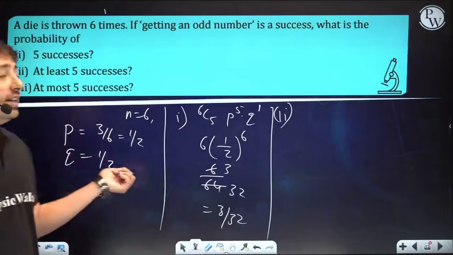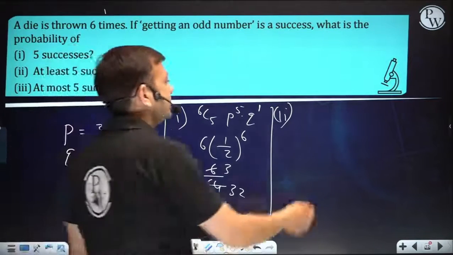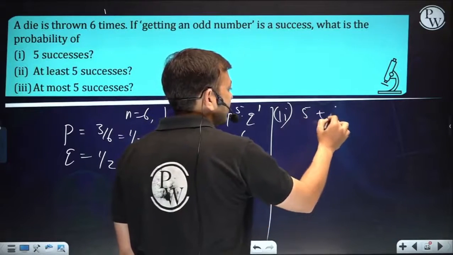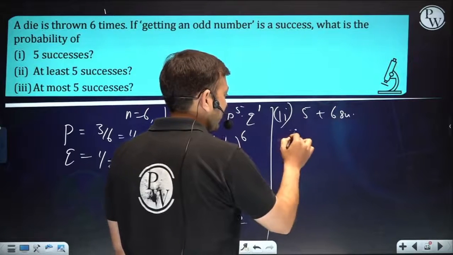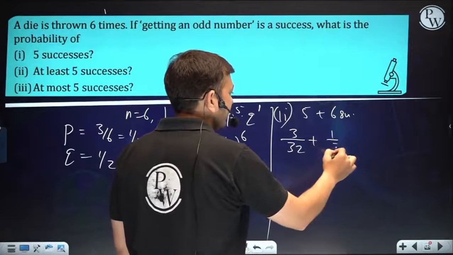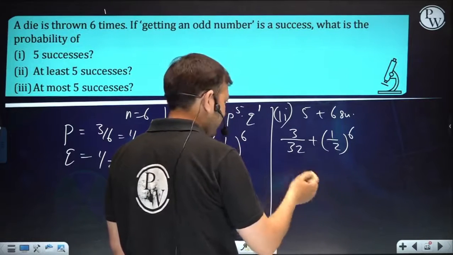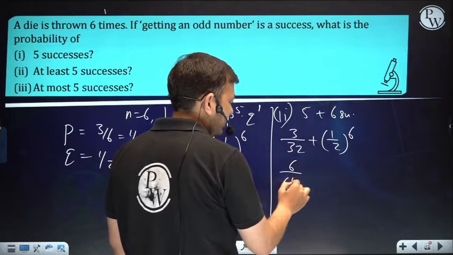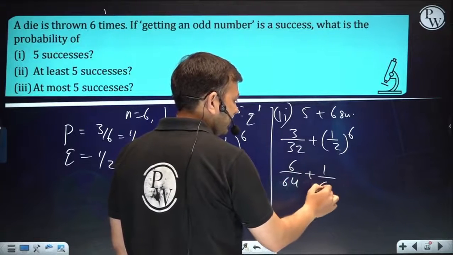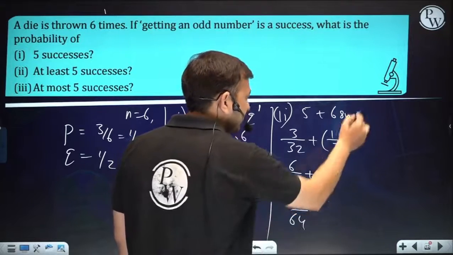Next, at least 5 successes. At least means 5 plus more than 5. So it will become 5 plus 6 successes. So 5 is already there, 3 by 32. 6 means 6C6, 1 by 2 to the power 6. So 3 by 32, this is what? 6 by 64 plus 1 by 64. So 7 by 64.